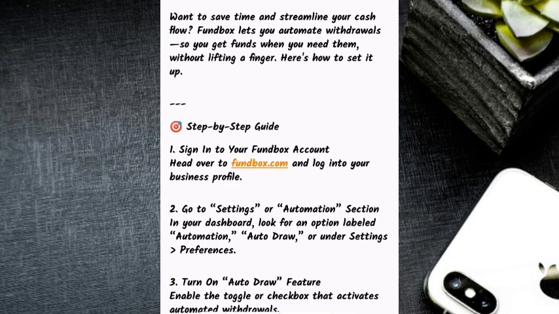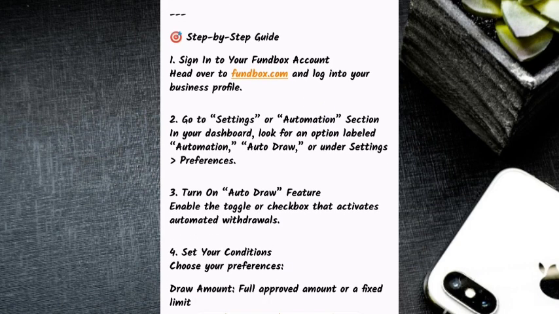Now in your dashboard, just look for an option that's labeled automations or auto draw, or you can find that under settings preferences. Once you're there, turn on auto draw feature. So just go ahead and enable the toggle or checkbox that activates the automated withdrawals.